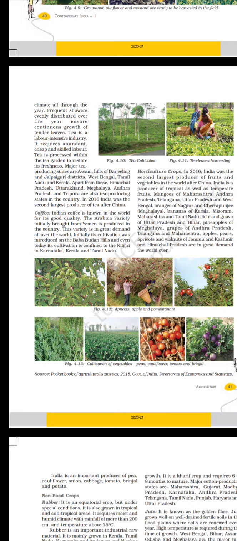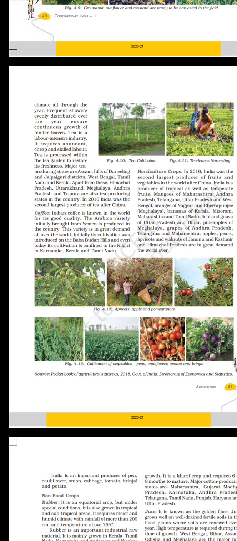Figure 4.11, tea leaves harvesting. Take a look at figure 4.12, apricots, apple, and pomegranate. Figure 4.13, cultivation of vegetables: peas, cauliflower, tomato, and brinjal. Source: Pocket Book of Agriculture Statistics 2017, Government of India, Directorate of Economics and Statistics.